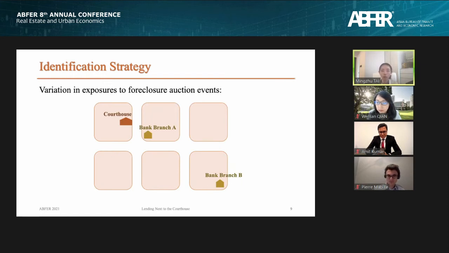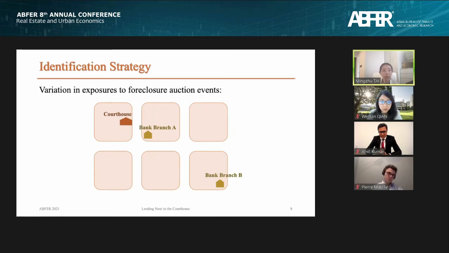The only difference is that people who are making lending decisions here would have a greater exposure, a better awareness of how bad the situation is. So to summarize what I just illustrated, here is our key identification strategy.